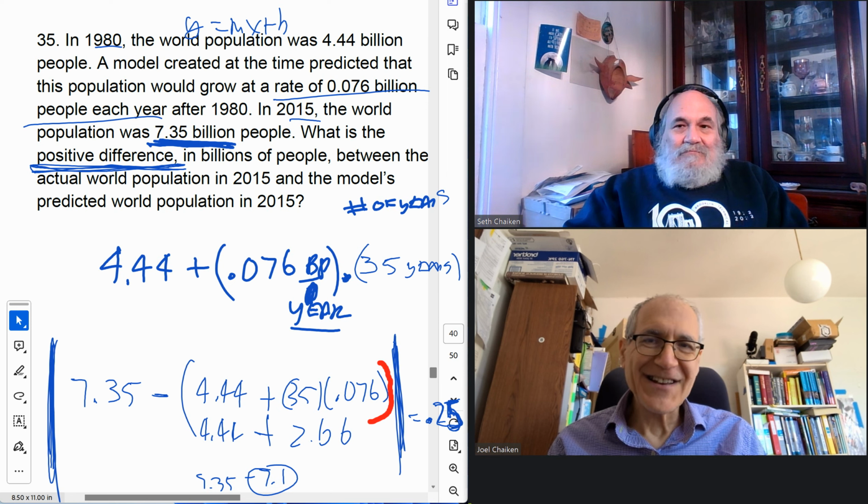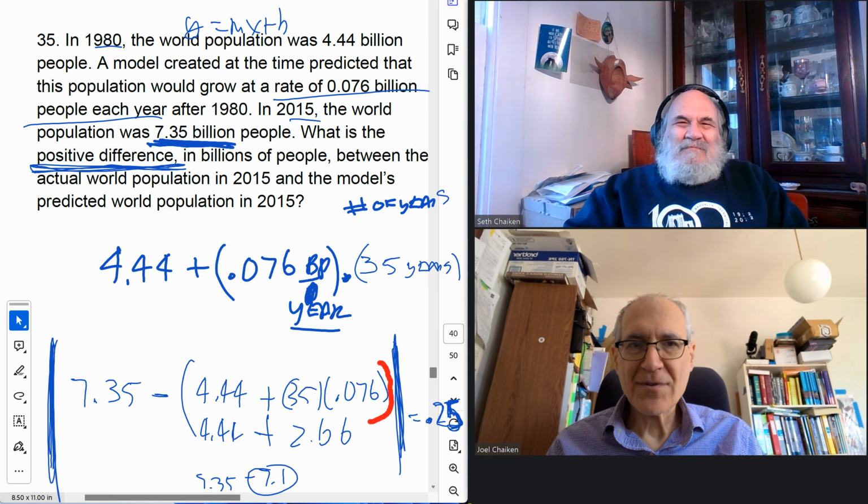But you would think a linear model is not really how populations grow. Yeah. But maybe it is. We don't know enough about population growth. You could certainly Google that and find out whether this is a realistic model. But it seemed pretty close.